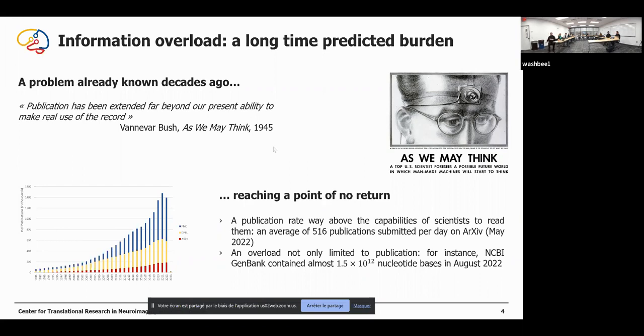Okay. And the information overload is not only for scientific papers, but also for any kind of data. For instance, the Meta AI team highlights that even for a data bank of genetic data, there is way too much data to be able to use it all.